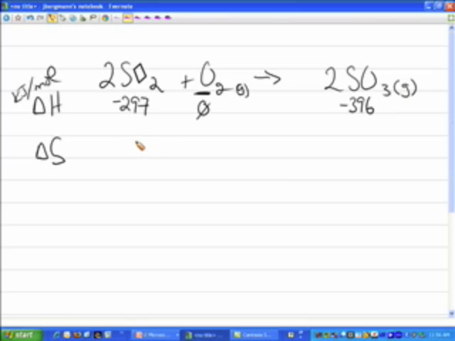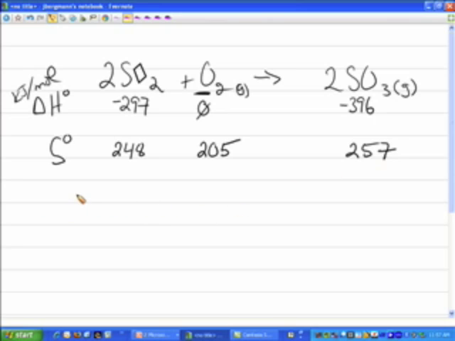Now, delta S. Actually, it's S0, not delta S, and H0 too. Now, an important point: the oxygen S is not 0. SO2 is 248 joules per kelvin mole. Don't forget. And then oxygen, we can look that one up because S is different. It's 205. And SO3 is 257.